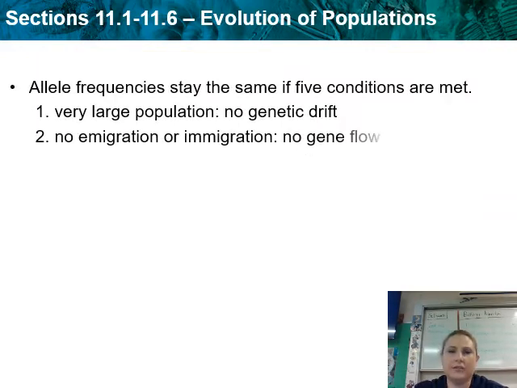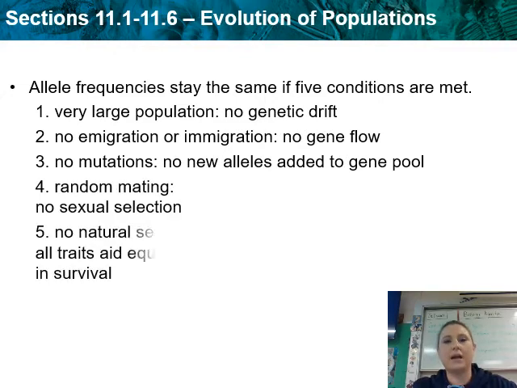Okay, so allele frequencies in evolution will not change if 5 conditions are met. You have a very large population and nobody's moving, so no genetic drift. You have no immigration or emigration, so nothing moving in or out, so we have no gene flow. No mutations, which would be very crazy, because no new alleles are then added to the gene pool. Random mating, so no sexual selection, none are better than others. And no natural selection, all traits aid equally in survival.